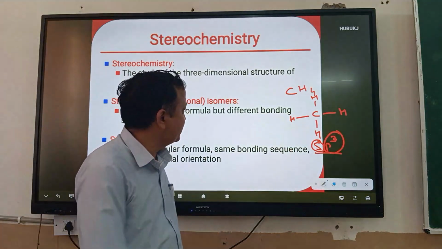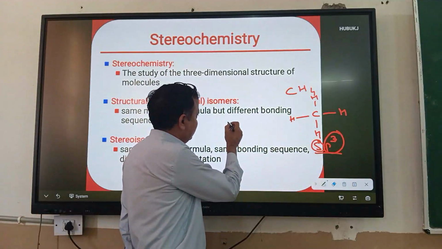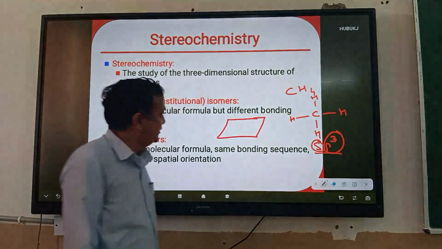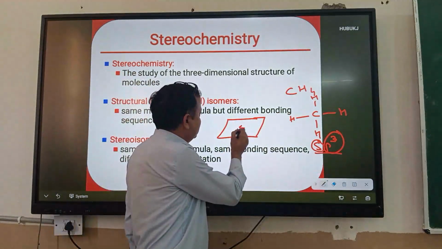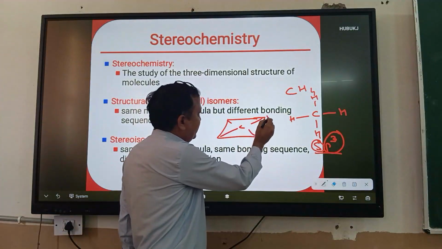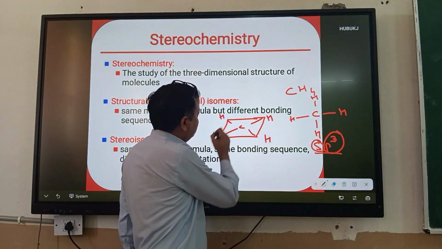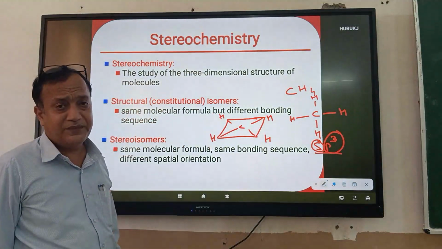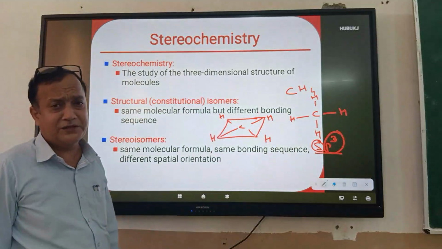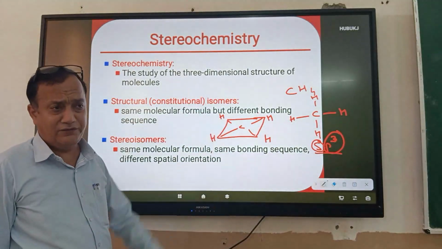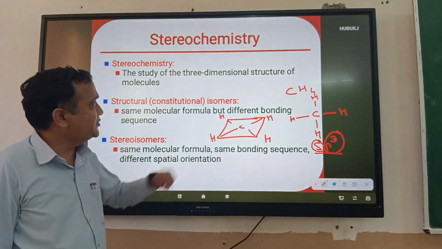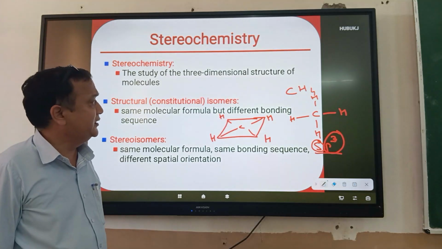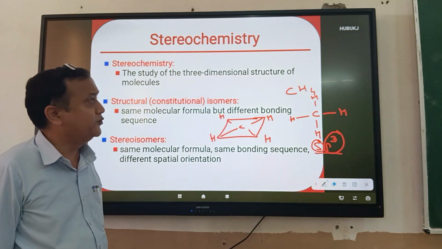How can these remain maximum apart from each other? Can they remain like this, with carbon at the center and the hydrogens in one plane? This is not the maximum apartness of the hydrogens from the carbon. But in certain inorganic compounds, such a configuration does exist. In the case of methane, there are four hydrogens.